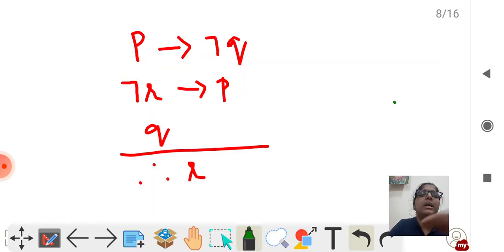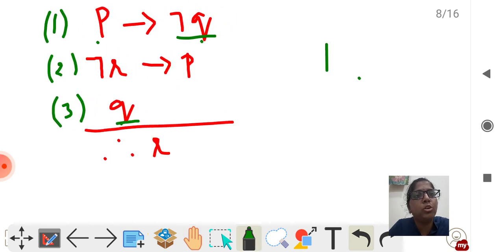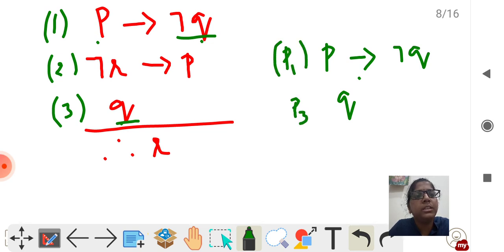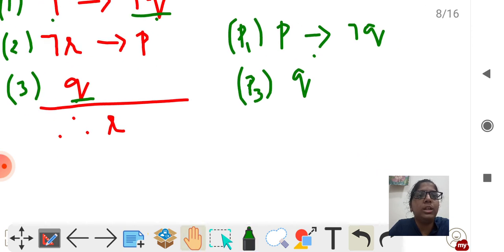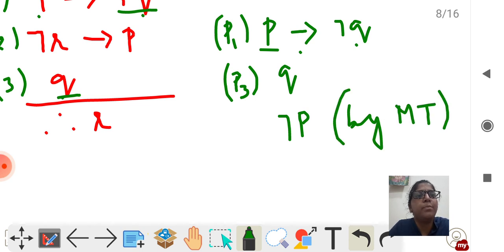So how can we prove this? See here we have P implies negation Q and Q. If you have the negation of the consequent, then it is the modus tollens rule. So you can apply the third rule, that is modus tollens. What is the modus tollens rule? It is P implies negation Q and Q. This is premise 1 and this is premise 3. So by modus tollens, you will get negation P, the negation of the first statement. So this is the first result.